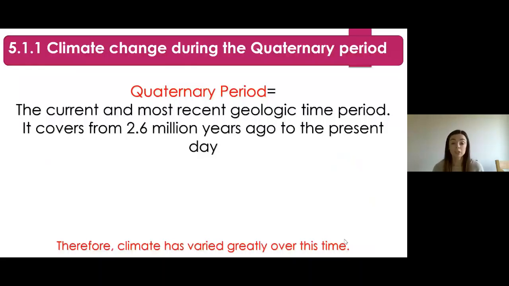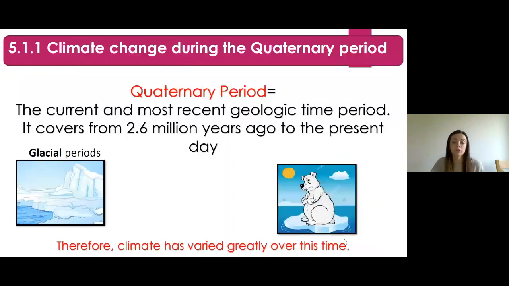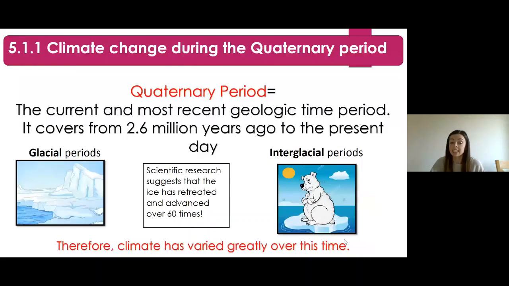And during the Quaternary period, the climate has changed drastically. We've gone through glacial periods, and we've also gone through interglacial periods. And scientists have said that the ice has retreated, which is interglacial, and advanced, which is glacial, over 60 times within the last 2.6 million years. Therefore, climate has varied greatly over this time.